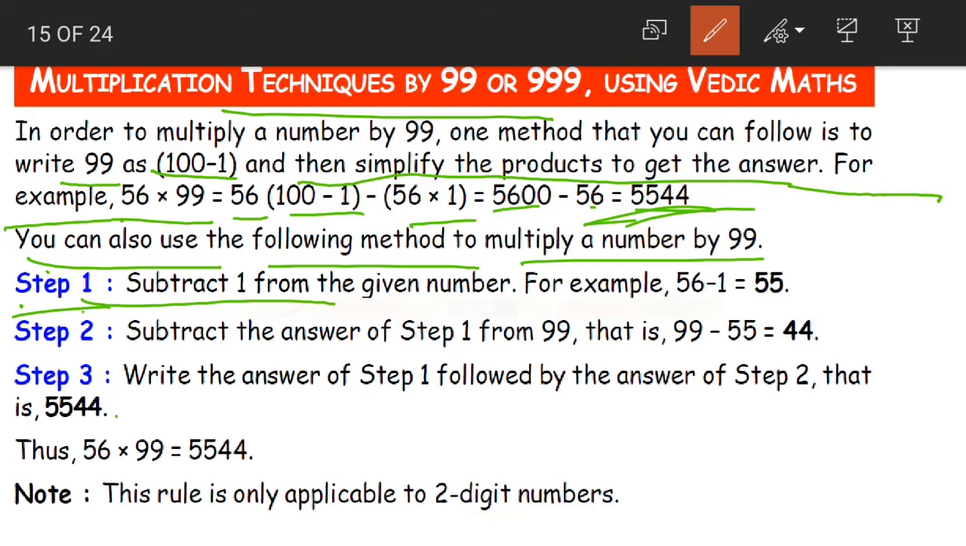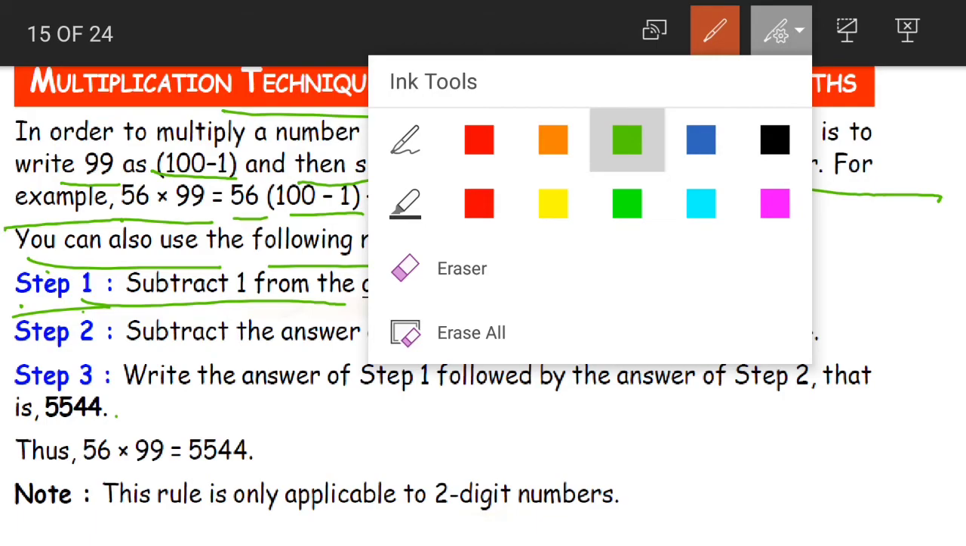Step 1. Subtract 1 from the given number. For example, 56. So here what did we take?